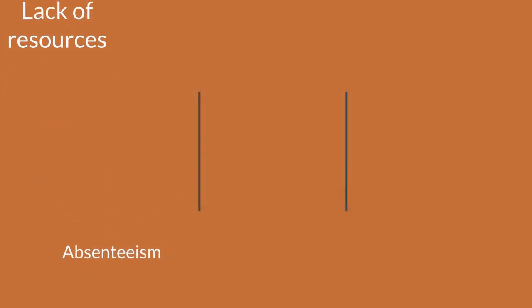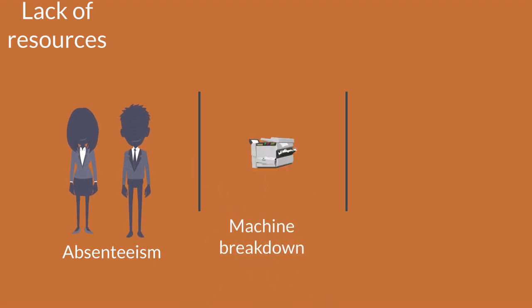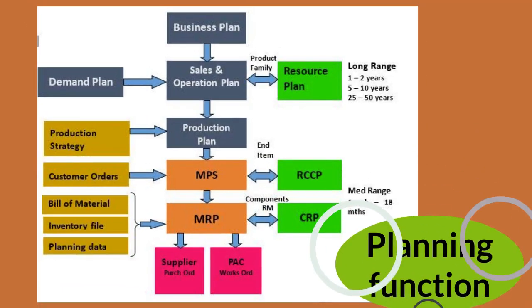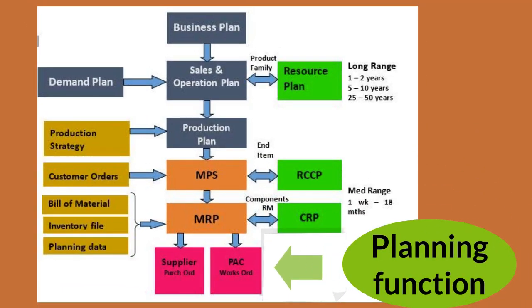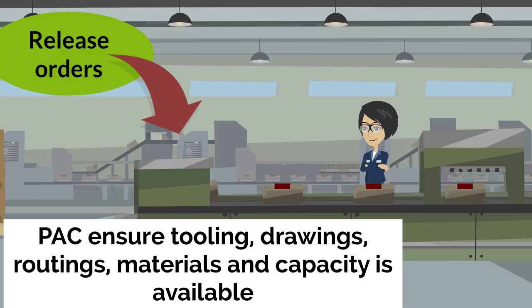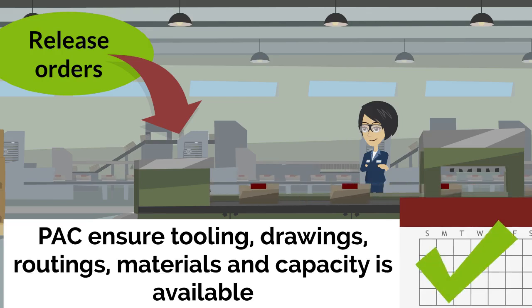Such things could include a lack of resources due to absenteeism or a machine breakdown, or too much scrap resulting in a lack of raw materials, for example. As with all other levels in the planning hierarchy, the planning function in PAC is just as important. Before releasing scheduled orders to the shop floor, PAC must ensure that all tooling, drawings, routings, materials and capacity will be available to meet the planned schedule.